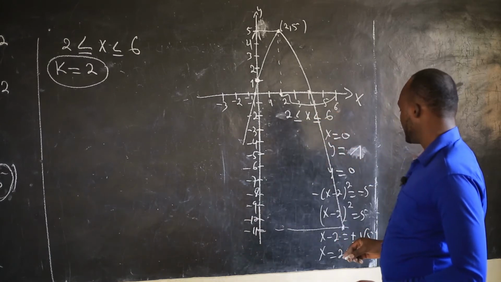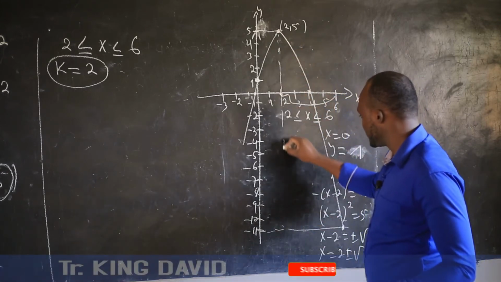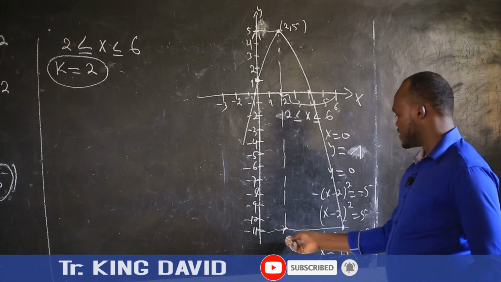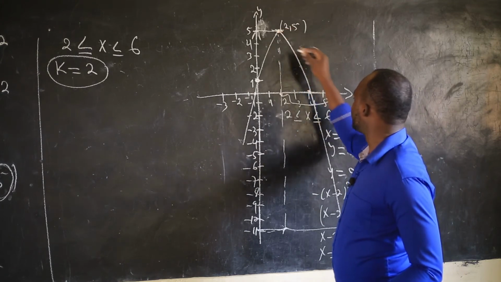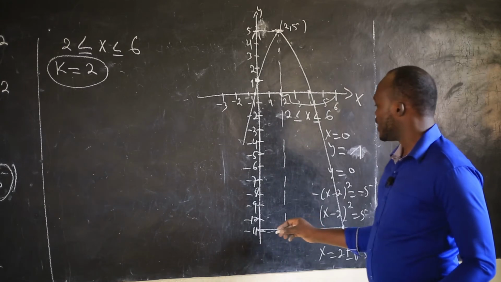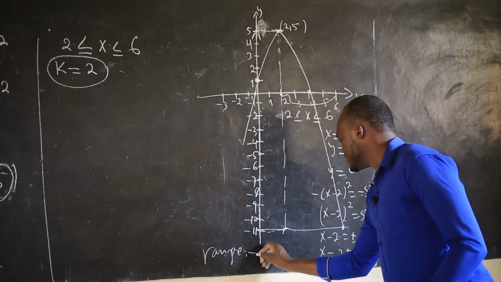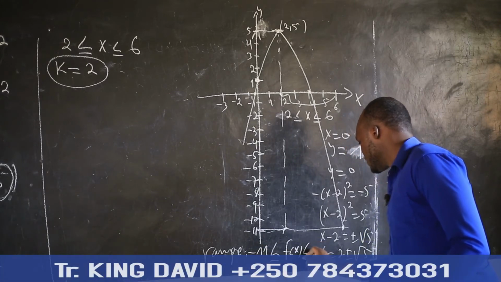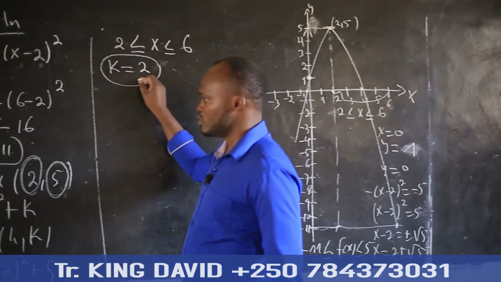What will be the range? The minimum value of y is negative 11, and the maximum is 5. So our range will be from negative 11 less or equal to f of x less or equal to 5. So meaning that the possible value of k will be equal to 2.